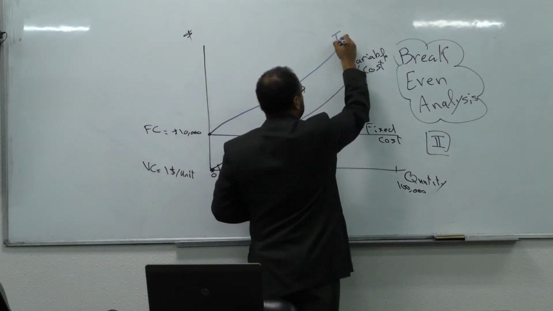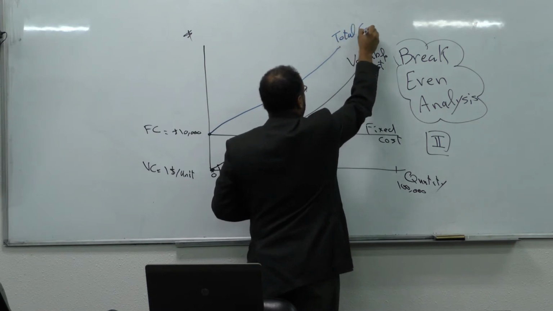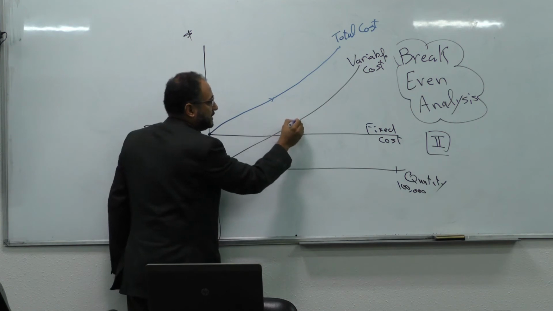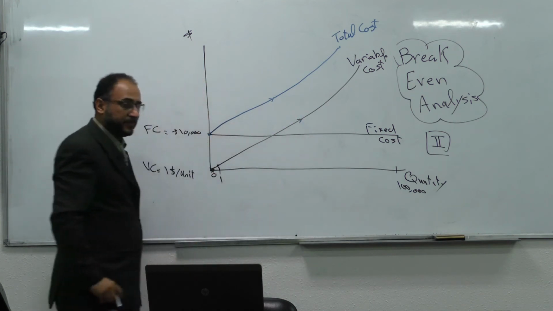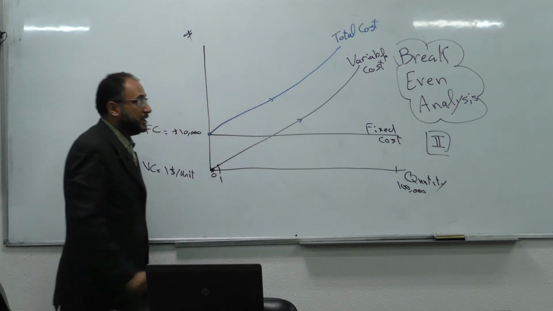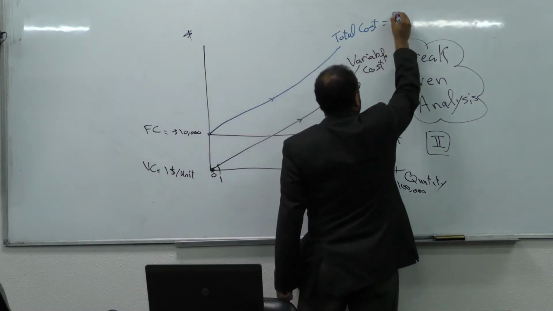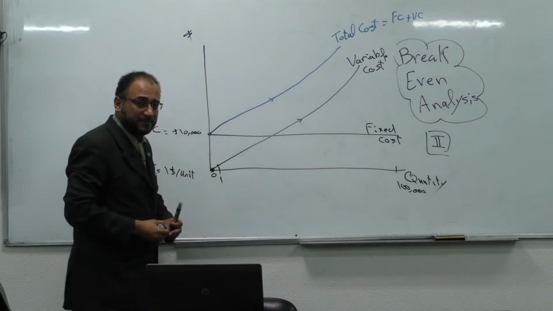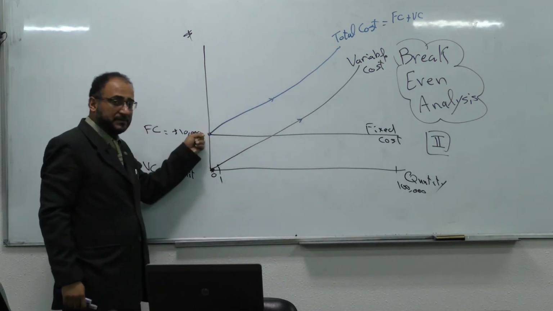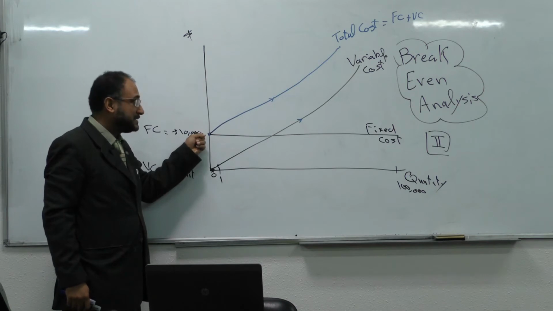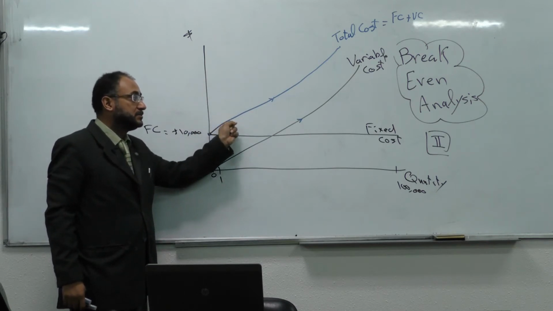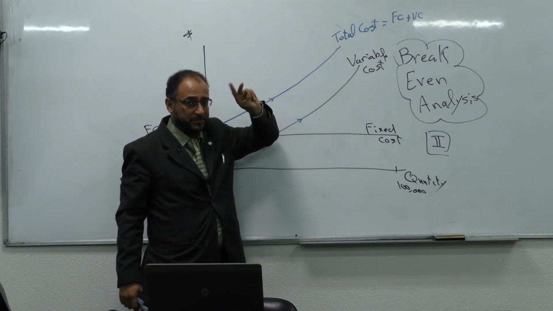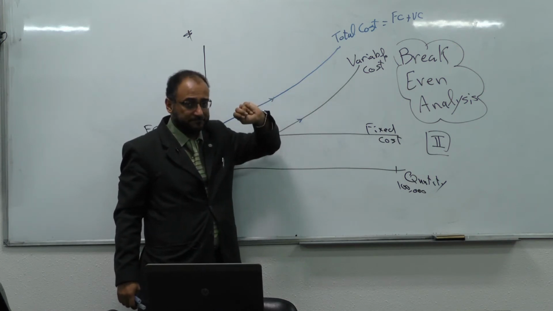So this one is the total cost, because it is parallel to this one, but it starts from the fixed cost. So the total cost equals fixed cost plus the variable cost. So we have what is paid for rent plus the cost for each item produced that contains labor and material cost. We call them the direct cost.